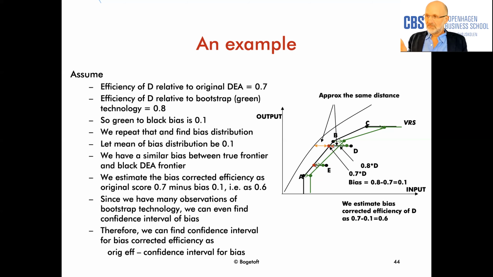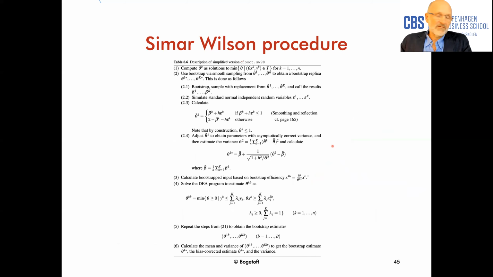I know it might be slightly complicated, and we can discuss it when we get to questions, but that's the general idea of this bootstrapping-based way of correcting for biases and getting confidence intervals. And here's a longer description of exactly how you do it.